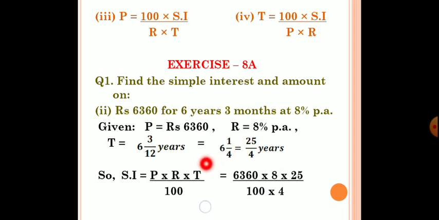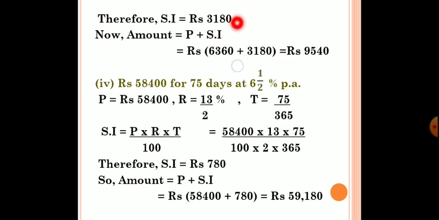Now putting it in the formula of simple interest, P into R into T by 100, that is 6360 into 8 into 25 by 4, divided by 100. If I calculate this, my answer is 3180. Therefore the simple interest is rupees 3,180. Now the formula for amount is principal plus simple interest, that is rupees 6360 plus 3180, which is equal to rupees 9540.